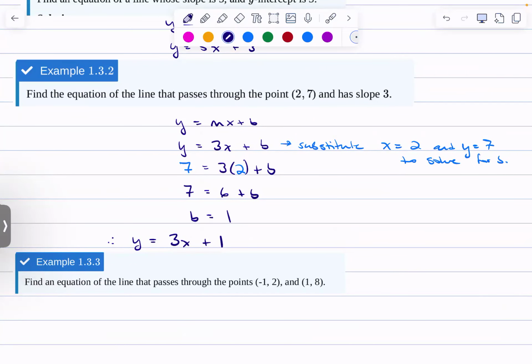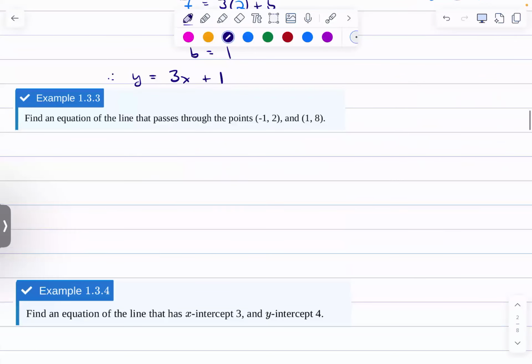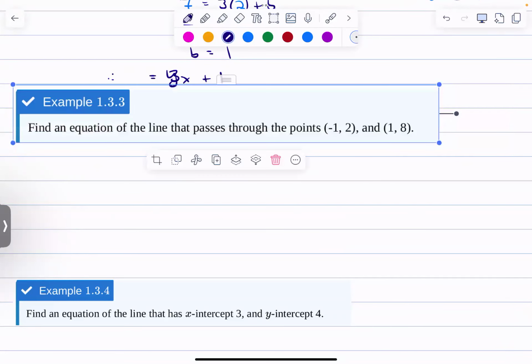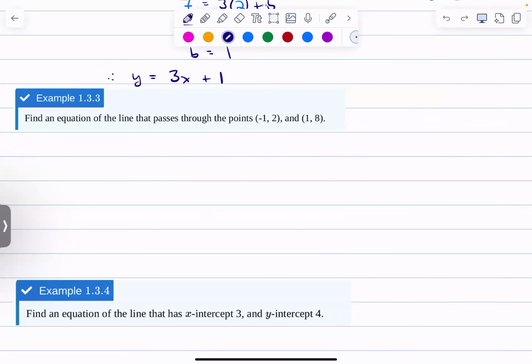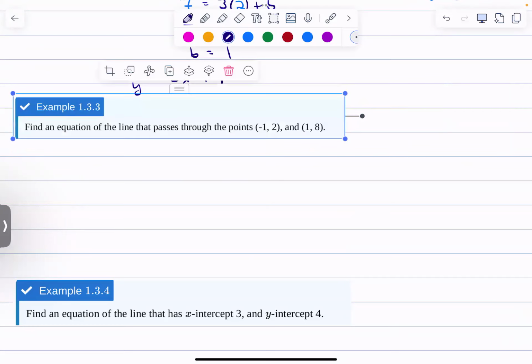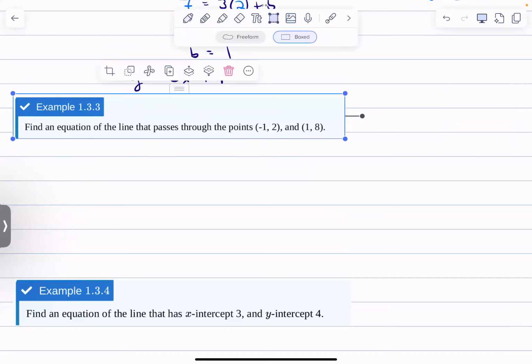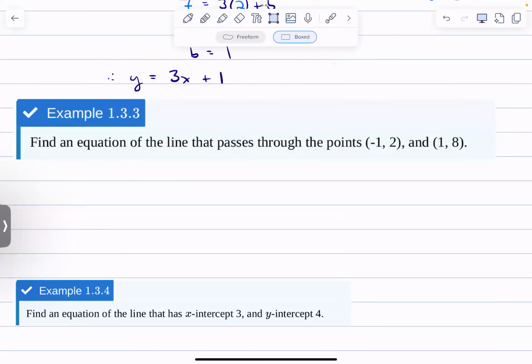Ready for the next level? Okay. What's the next level? Guess I can't. I'll clean this up because I want to make it bigger. Find an equation of the line that passes through these 2 points, -1, 2 and 1, 8.